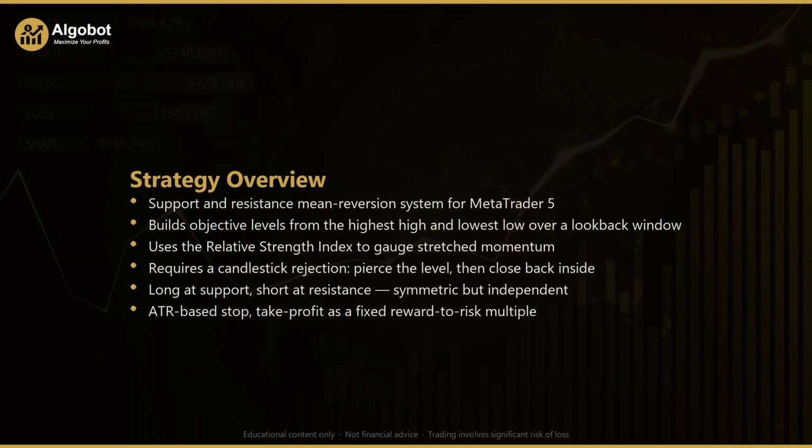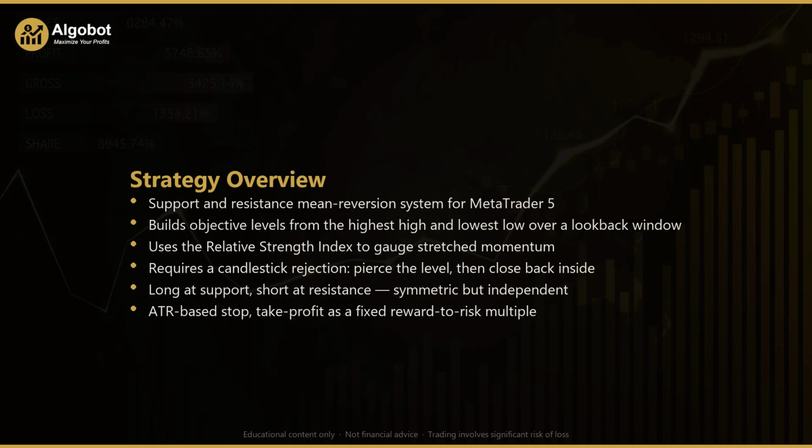The strategy works by building two objective levels from recent price structure. Support is defined as the lowest low over a rolling lookback window, and resistance is defined as the highest high over that same window. By default, that window is 20 bars, and importantly, those levels are measured from the bars before the most recently closed bar, so the signal bar itself doesn't contaminate the level it's being tested against.